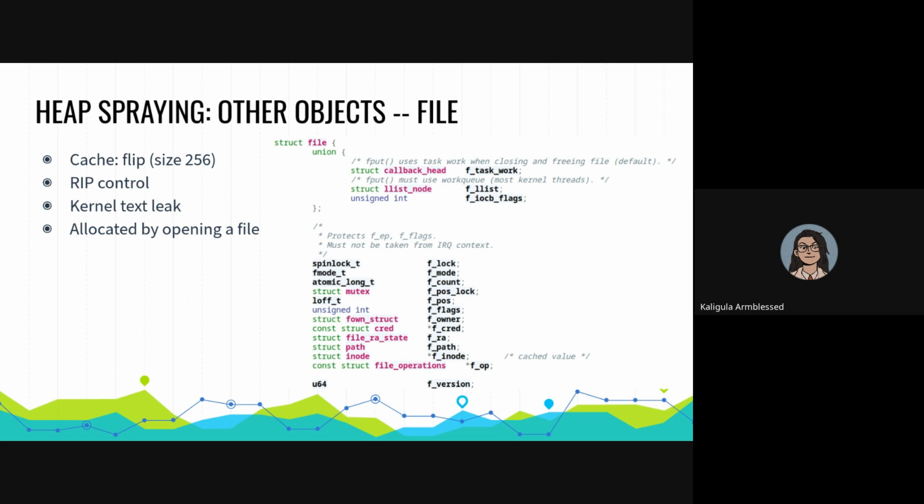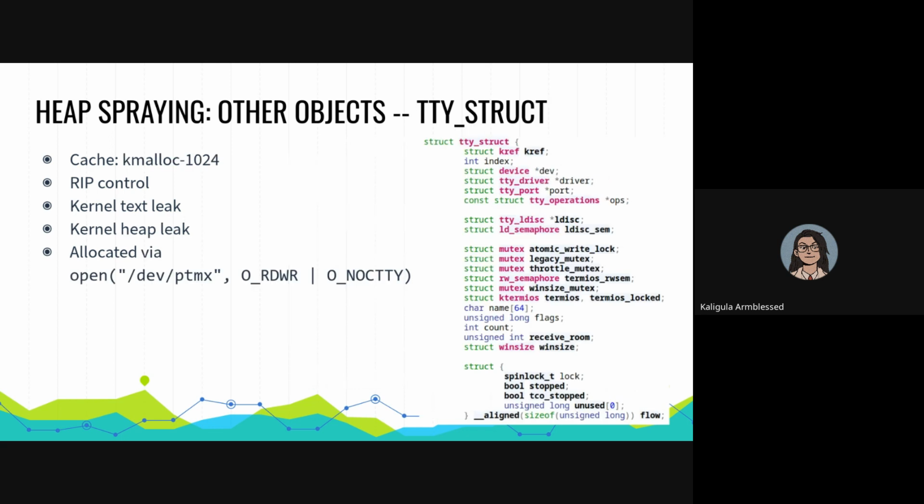We also have file. File is just allocated by opening a file. It can give us RIP control and a text leak. This is allocated in the filp cache, which is slightly more annoying. We'll talk about that later. We also have tty_struct, which is allocated in kmalloc-1024, but it is very useful because it gives us RIP control, a text leak, and a heap leak. You can allocate it by opening /dev/ptmx.